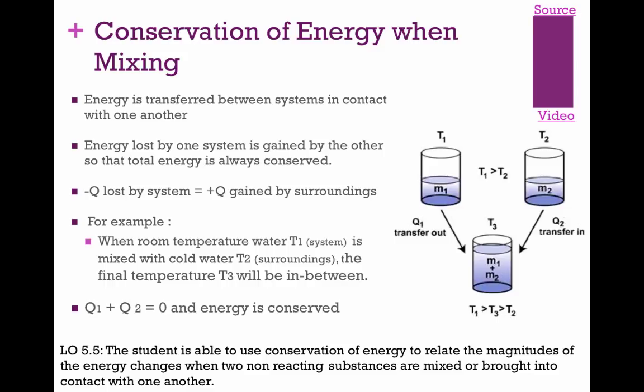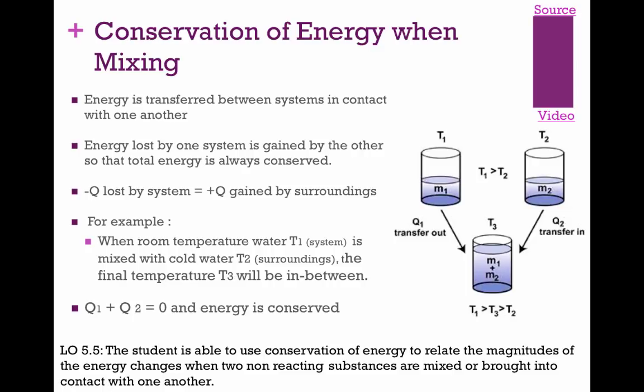So, conservation of energy when mixing. This kind of goes along with looking at solutions. Energy is always transferred between systems that are in contact with one another. They have to be in contact. You can't transfer energy if something isn't in contact. Energy lost by one system is always gained by the other, and so that's why negative Q lost equals Q gained. You know which one will be negative and which one will be positive based on temperature.